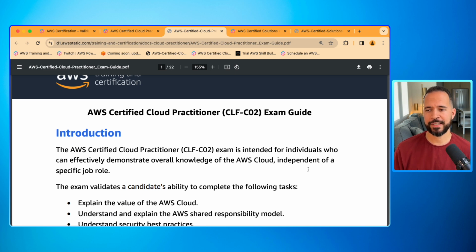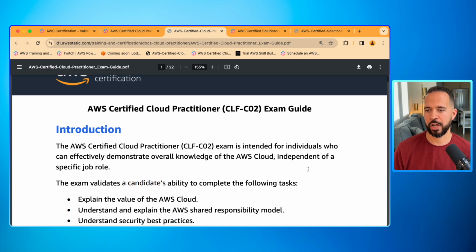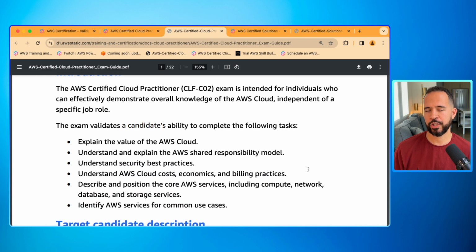This exam is intended for individuals who can effectively demonstrate overall knowledge of AWS Cloud independent of a specific job role. So some of the tasks that you're expected to know or be able to focus on when you're preparing for this is being able to explain the value of AWS Cloud, understand the shared responsibility model, understand security best practices, understand AWS Cloud costs, economics, and billing practices, describe and position the core AWS services, including network, compute, database, and storage, as well as identify AWS services for common use cases.